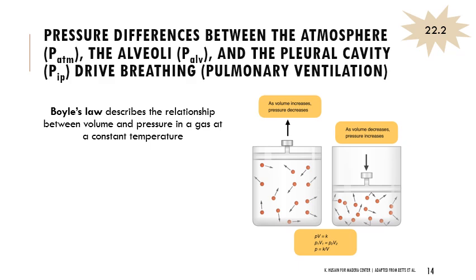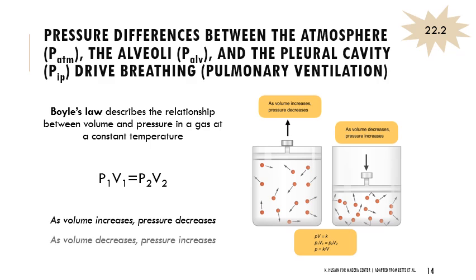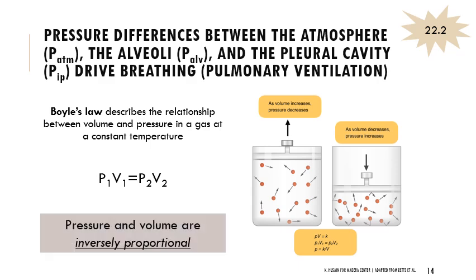We describe the relationship between the pressure and the cavity that's doing this movement using Boyle's law. Boyle's law describes the relationship between volume and pressure when you're keeping temperature constant. You might have seen this formula before, P1V1 equals P2V2. What that's telling you is that as volume increases, pressure is going to decrease accordingly. As volume decreases, pressure is going to increase. So we say that volume and pressure are inversely proportional.